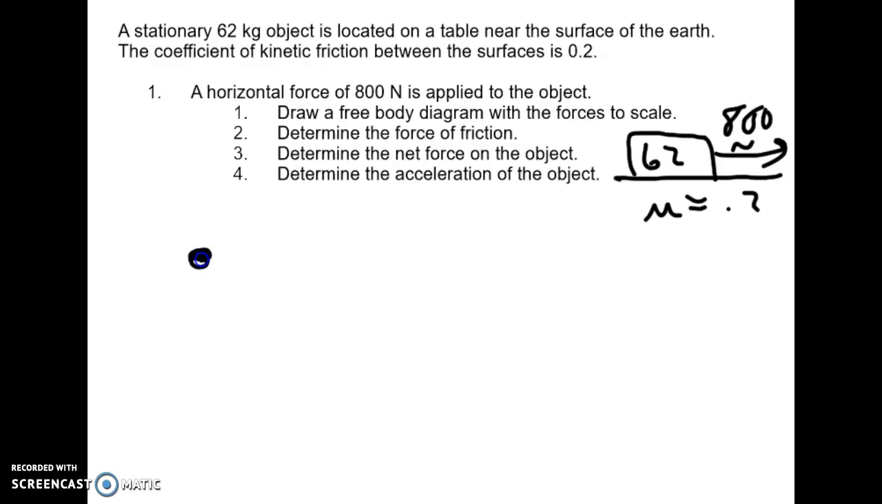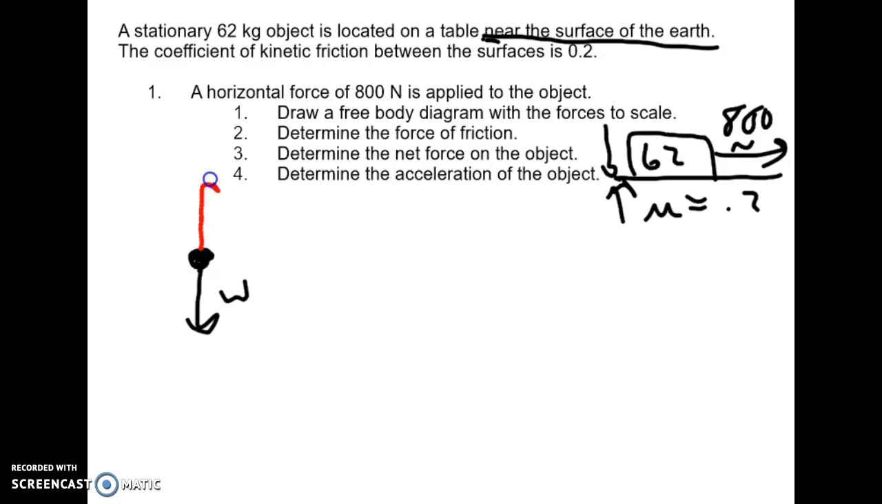A free body diagram starts with the dot, which represents the box sitting on the table. We know that it is near the surface of the earth. So the first question is, is there gravity? And there is gravity, yes. So there's a weight involved. Is it sitting down on a surface which is going to support it? And the answer is yes.